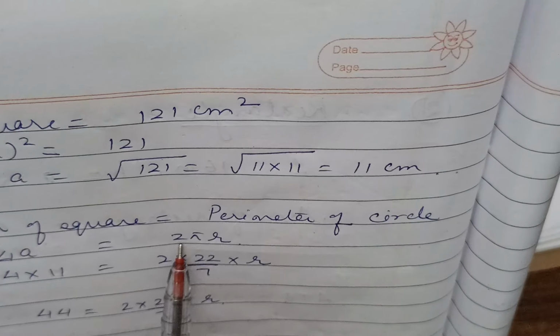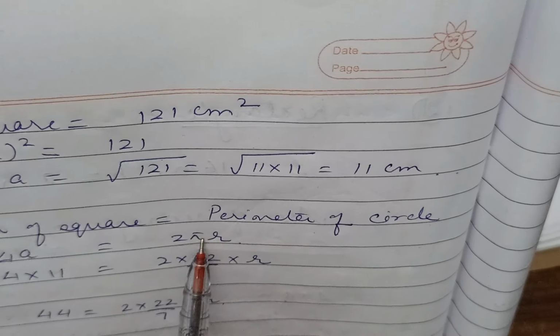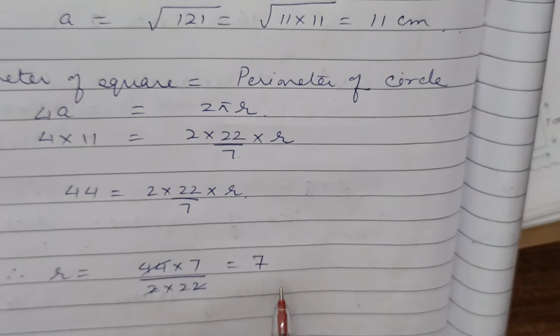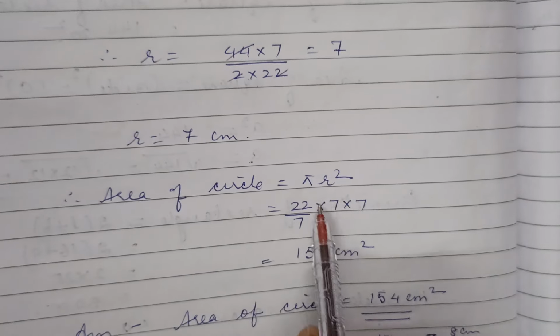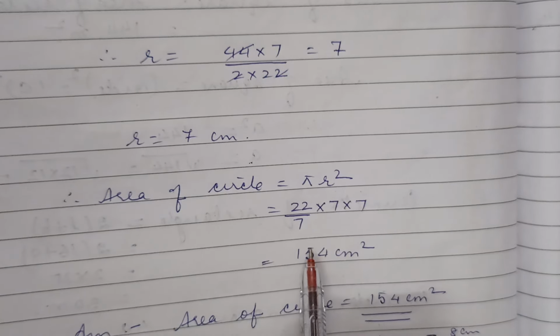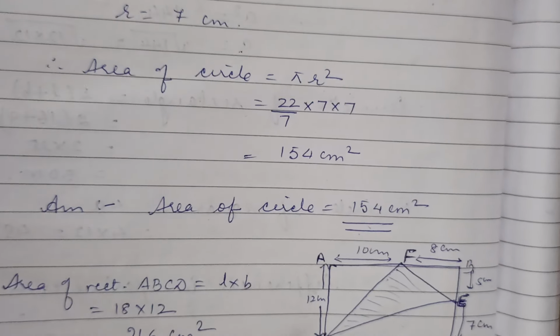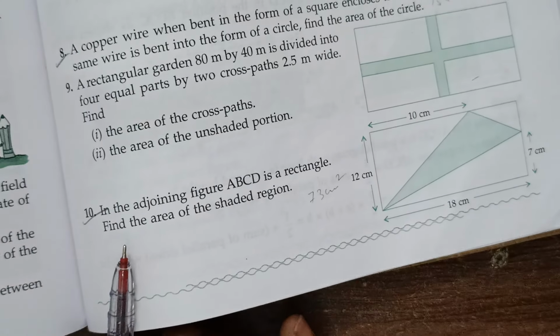Now what is the perimeter of circle? 2 pi r. So we will find out r. We know pi is 22 by 7. So when you equate it, you will get r equals 7 centimeter. So area of circle is pi r square, that is 22 by 7 into 7 into 7, that is 154 centimeter square. Okay. Now come to question number 10.